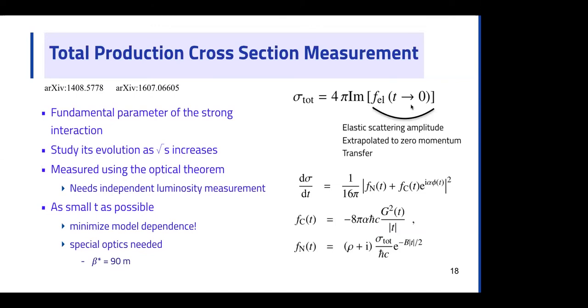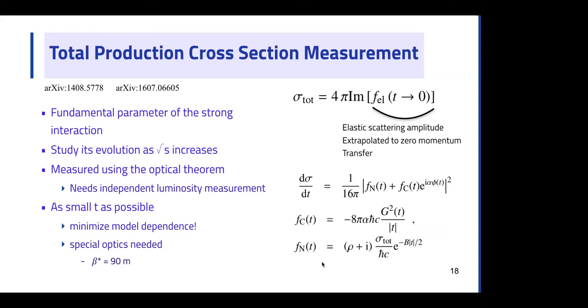If we look at the elastic cross-section as a function of t, the momentum transfer between the protons, it has two terms: the nuclear factor and the Coulomb term. At the special optics, we have taken data at 90 meters. We are sensitive mainly in the region where the nuclear term is the dominant one, and it has a shape of this type.